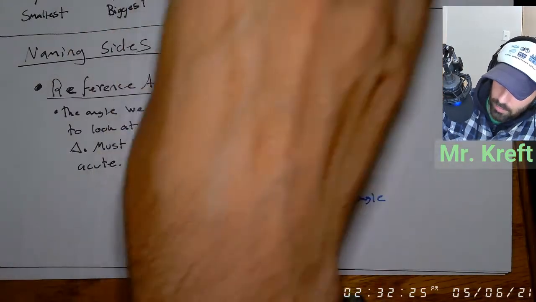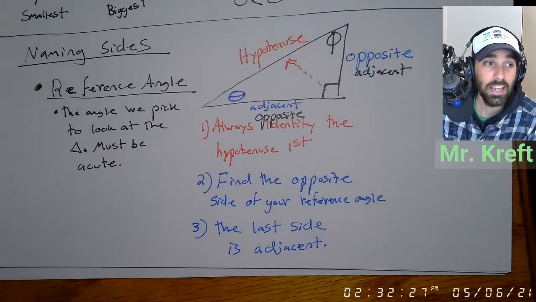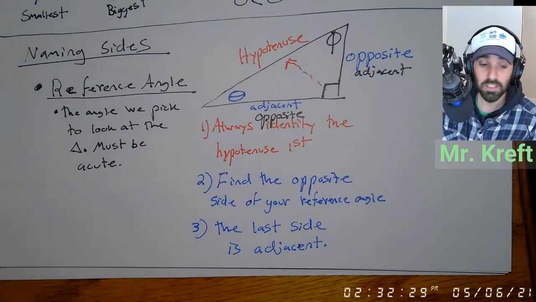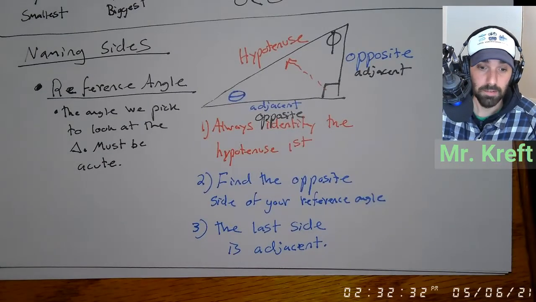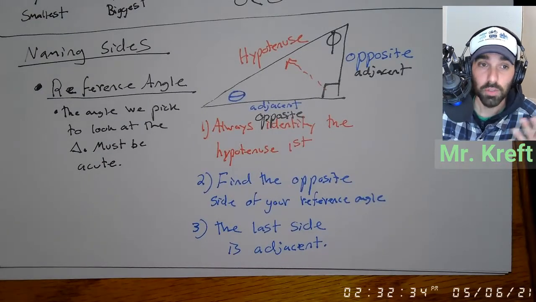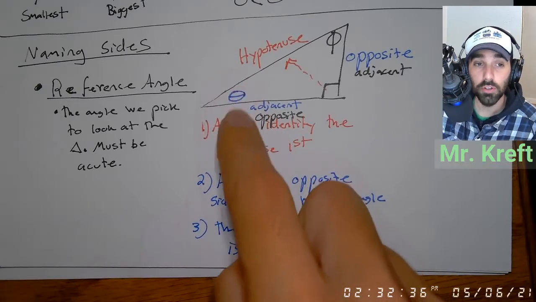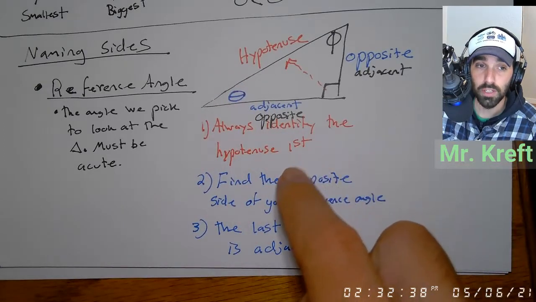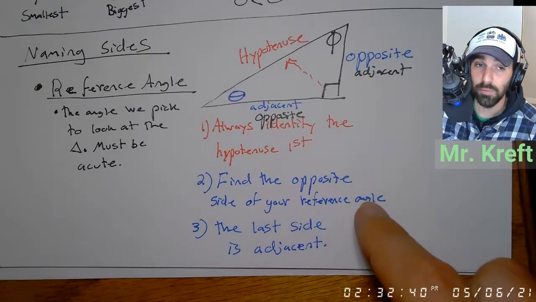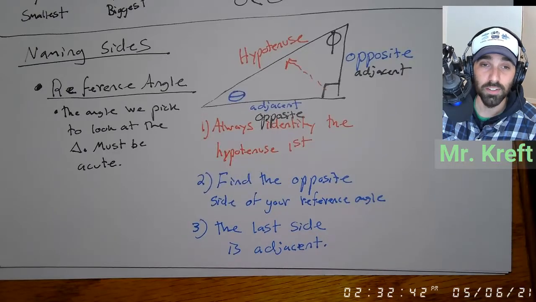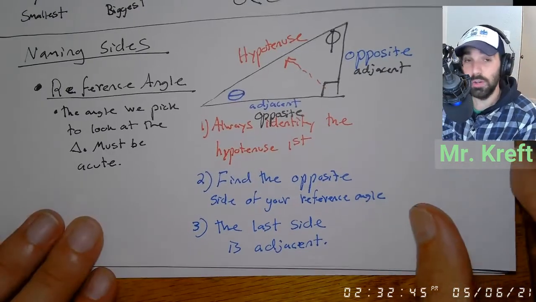We're going to practice two of these, and I think after doing two, we can figure it out. So let's practice naming some things. Always identify the hypotenuse first. Then find the opposite side of your reference angle. Whatever's left over is adjacent. Let's go ahead and practice doing this.